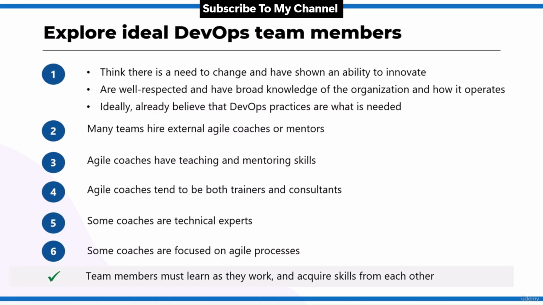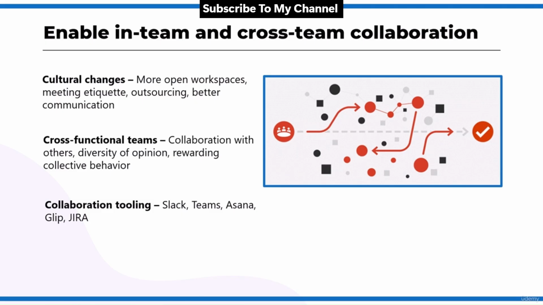This work requires various skills, including coaching, mentoring, teaching, and making things easier. Agile coaches must be both trainers and consultants. Effective collaboration is critical for well-functioning agile teams. Enabling it requires cultural changes, cross-functional team collaborations, and tooling. That's the reason these are the three important parts which we are going to discuss in this slide.